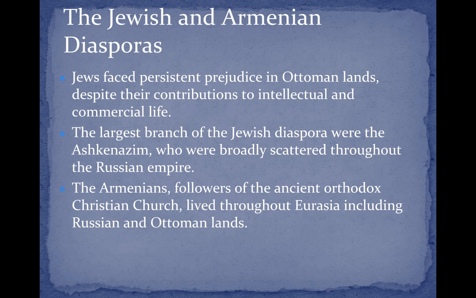And you'll find a large branch of Jewish diaspora throughout the Russian Empire as well, because the religion in Russia is the Russian Orthodox Church. In addition, the Armenians, who follow the ancient Orthodox Christian Church, live throughout Eurasia, and that includes Russian and Ottoman lands, and they're also constantly facing prejudice. This is where you have multiple diasporas coming from. We'll also talk about one of the final Armenian diasporas, which also led to the Armenian genocide, but we'll hit that in Unit 6. All right, we're going to stop there for today.